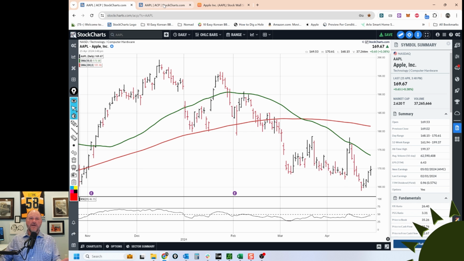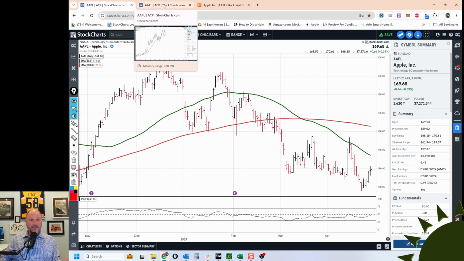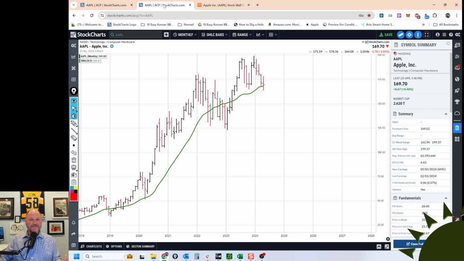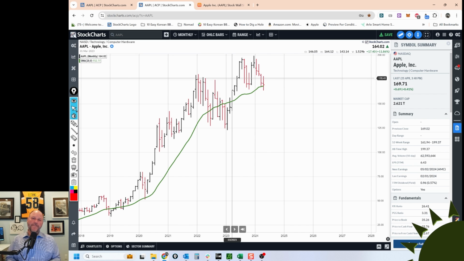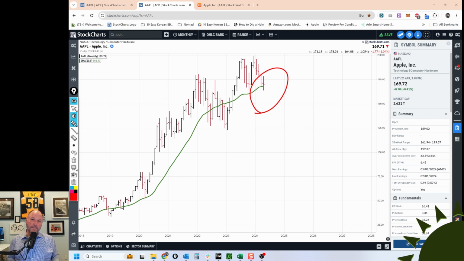And when I say it looks and feels like March of 2000, this is why. This is the monthly chart of Apple. And when we look at it, you've got this green line, I've made it, and that is the 20-month moving average. This is the technical line that you watch to determine whether a stock is in a bull or bear market trend. And it's as simple as if you're above it, you're in a bull market trend. If you're below it, you're in a technical bear market.